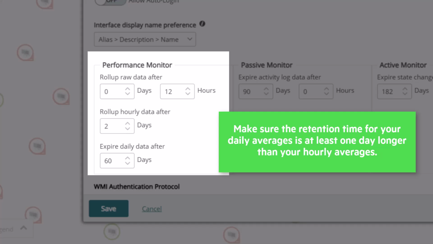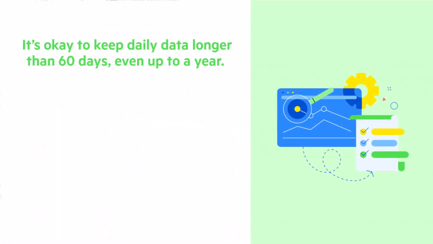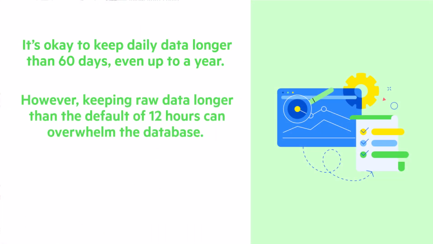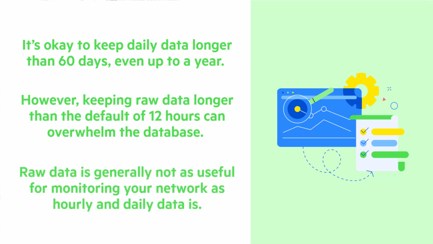Make sure the retention time for your daily averages is at least 1 day longer than your hourly averages. It's okay to keep daily data longer than 60 days, even up to a year. However, keeping raw data longer than the default of 12 hours can overwhelm the database. Raw data is generally not as useful for monitoring your network as hourly and daily data is.